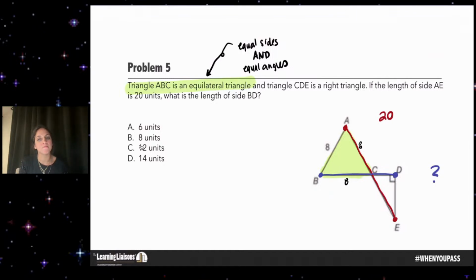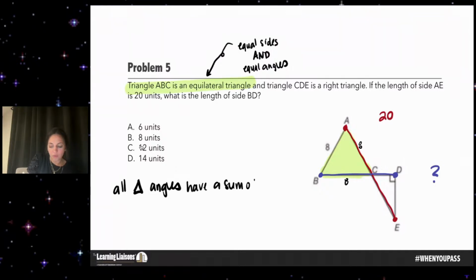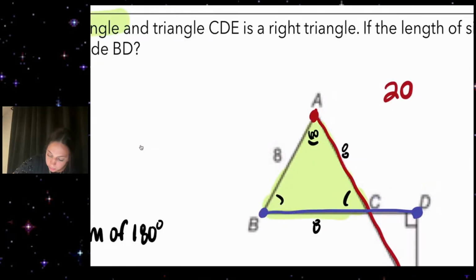Agree? And I know that all triangle angles have a sum of 180 degrees. So if it's equilateral, that means all of my angles have to be equal to one another. So 180 divided by 3 equals 60. So that means that this right here is 60, this is 60, and this is 60.